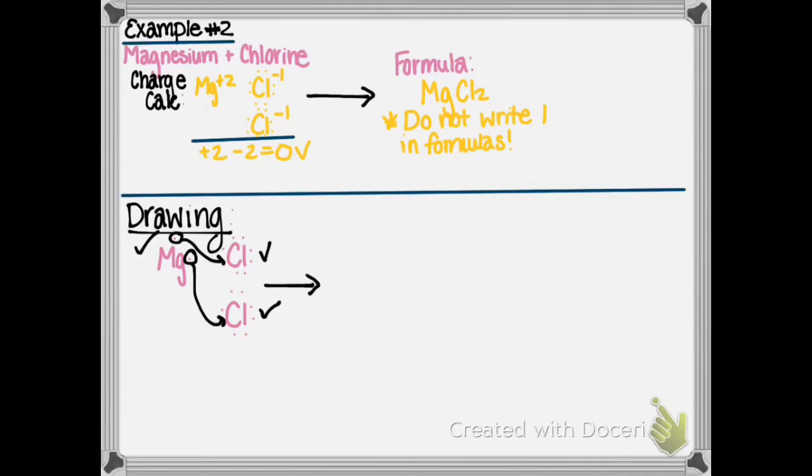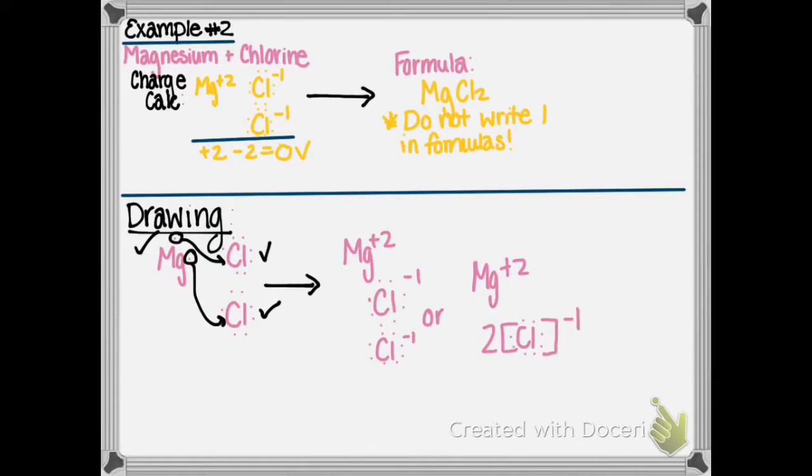Okay, but that's not our final product. It is an ionic bond. It must end in ions, okay? So we go ahead and draw the magnesium plus 2 and then the chlorine, both of them minus 1, all right? And of course, you can write this in brackets to make life a little bit easier if you so choose. I'm a big fan of the brackets. And again, you could also find out the formula from this drawing as well.